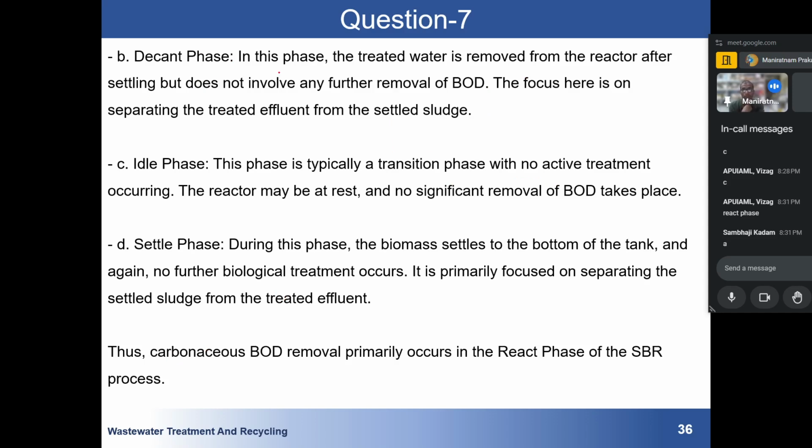Regarding the other options, the decant phase: in this phase there is separation. The treated water is removed from the reactor after being settled out, but this does not involve any further removal of BOD. The focus here is on separating the treated water. Here we are just separating things. Then we have the idle phase. This phase is a transition phase with no active treatment occurring. All the treated water and sludge has been removed. Not all the sludge, some sludge will remain in the system, and the system is ready for the next batch. Settle: during this phase, there will be settling also. So these options are not correct. The correct answer is react phase.